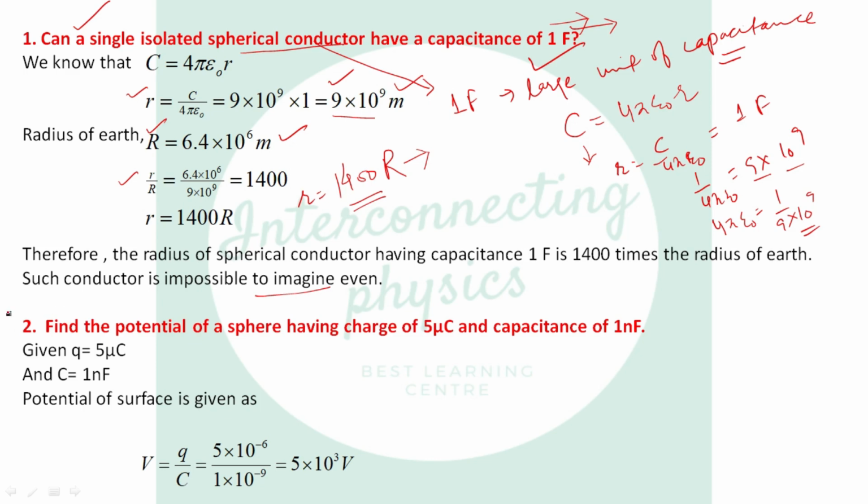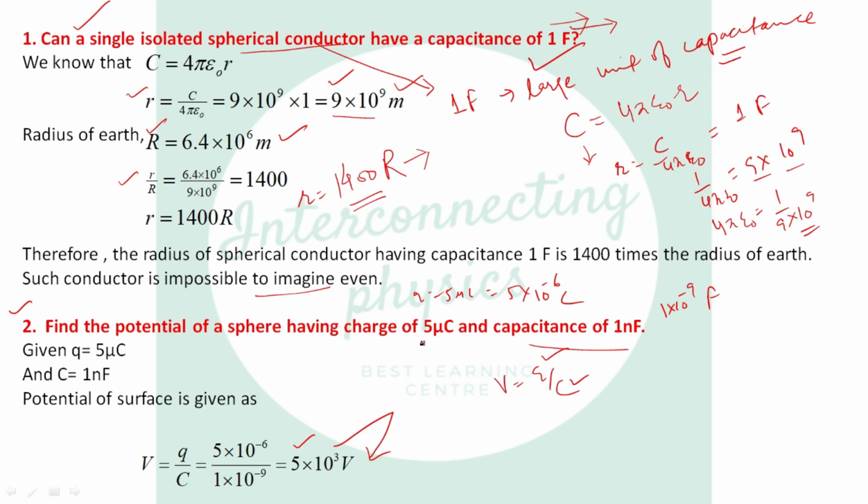Okay. Now question number 2. Find the potential of a sphere given charge equal to 5 microcoulomb, that is 5 into 10 raised to power minus 6 coulomb, and capacitance is 1 nanofarad, means 1 into 10 raised to power minus 9 farad. And what is V? V equal to Q over C. So substitute the value of Q and the value of C and we will get the potential equal to 5 into 10 raised to power 3 volt.